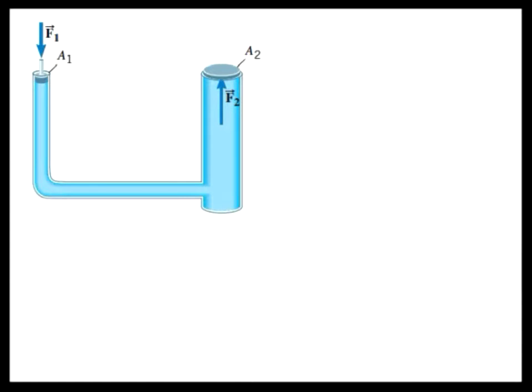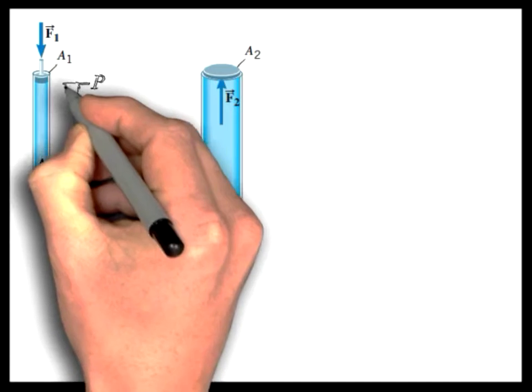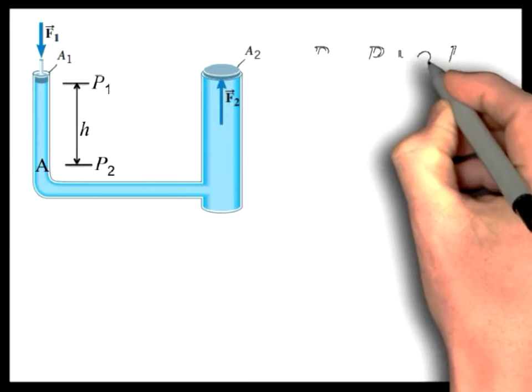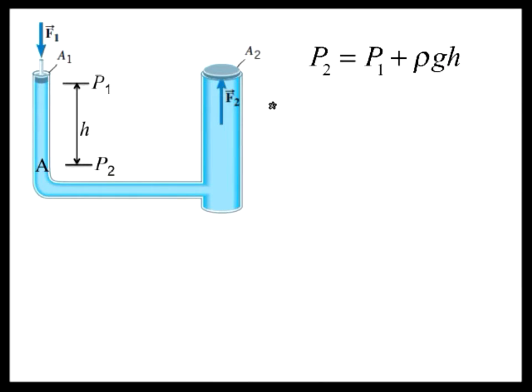If we know the pressure P1 directly beneath the bottom of the small piston, then the pressure deeper in that cylinder, say at point A, would be equal to P1 plus rho g h. The important point is that the pressure P1 adds to the pressure rho g h due to the depth of the liquid at any point, whether that point is in the smaller cylinder, the connecting tube, or the larger cylinder.